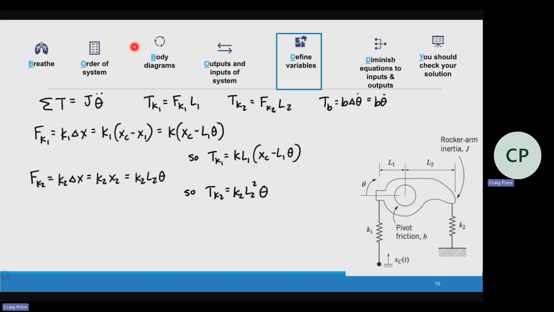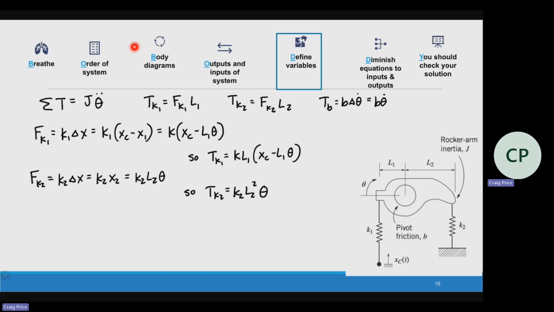Great, here are all my definitions. Again, translational spring, distance away. So first, I know it's sum of torques. I know it's rotational, theta. So torque is equal to force times distance. Okay, I can get all those. My friction's pretty easy. It's just going to be B theta dot. But the hard part is these force definitions.